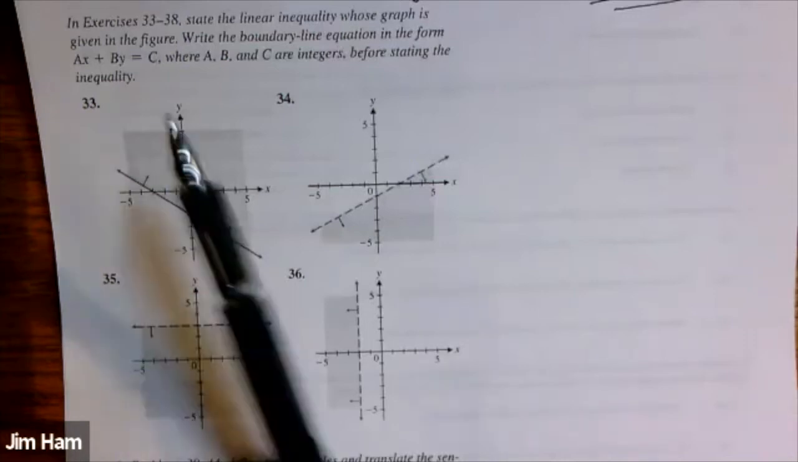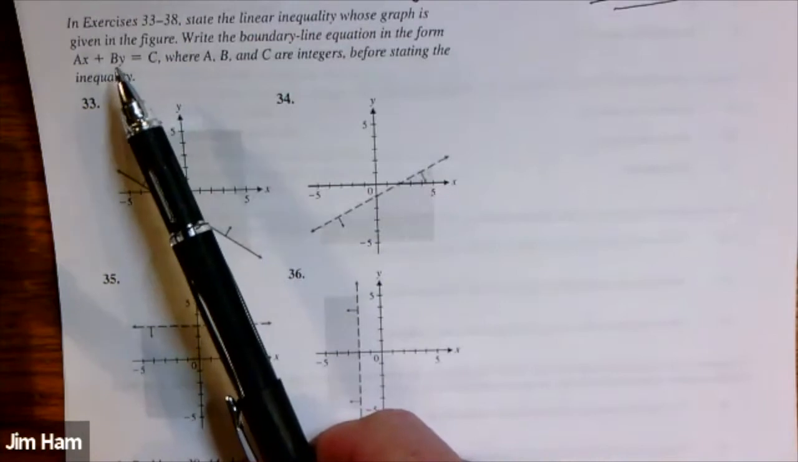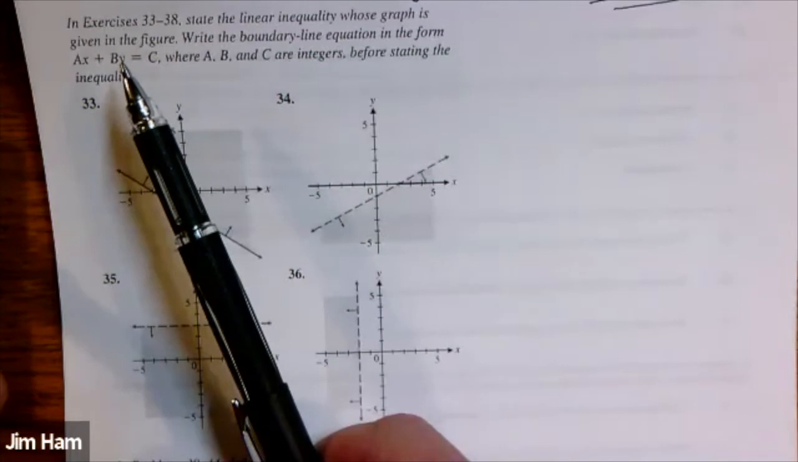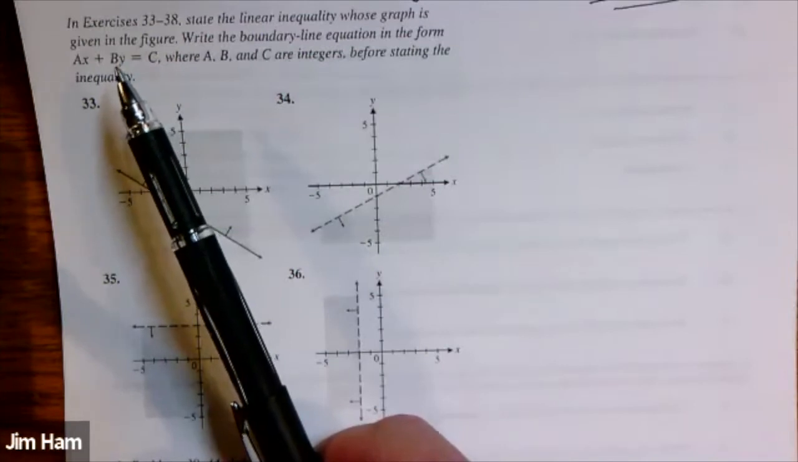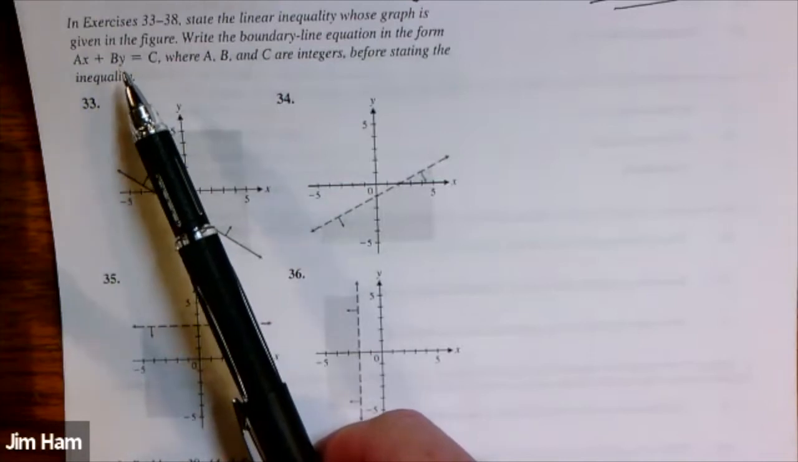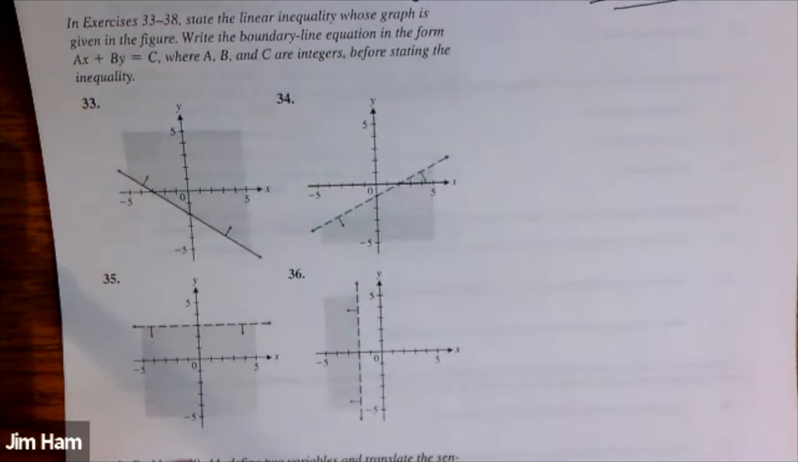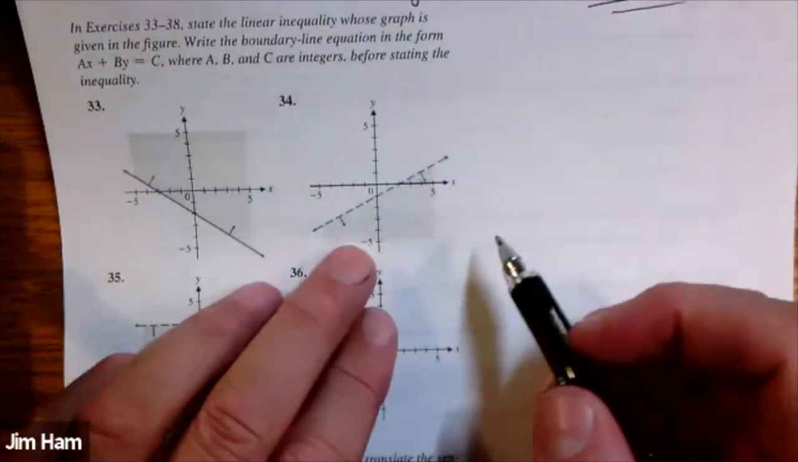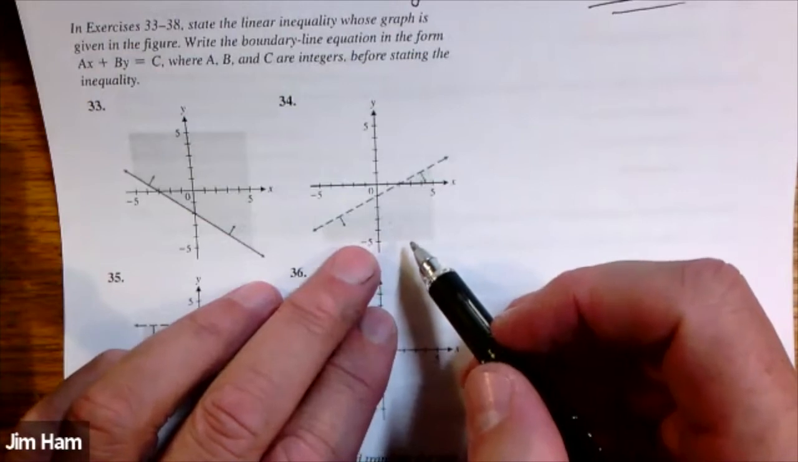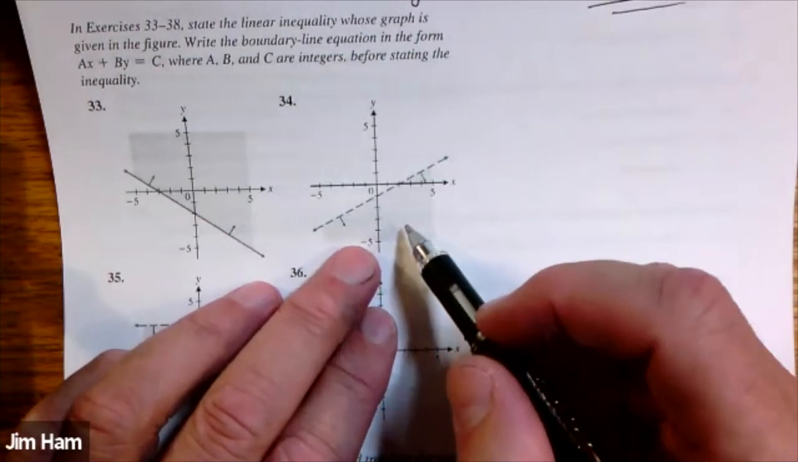And they want you to put it in ax plus by equals c form. So many times it's okay to just write it in y equals mx plus b form. That's what we're used to working with. But here they want it in a specific form. All right, so let's do number 34. We need the boundary line, and then we need to insert the appropriate symbol.